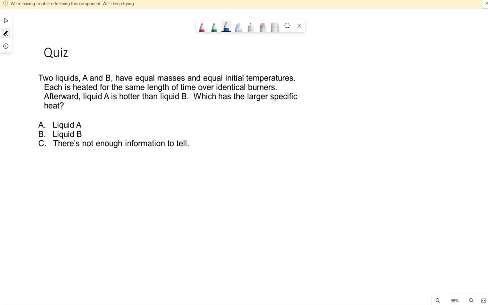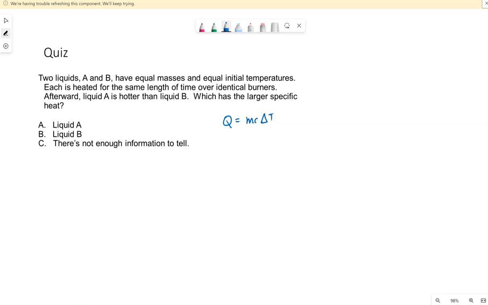Let's go through a couple conceptual questions. Go ahead and read through this. Determine what you think the answer is. All right, let's reason through this.